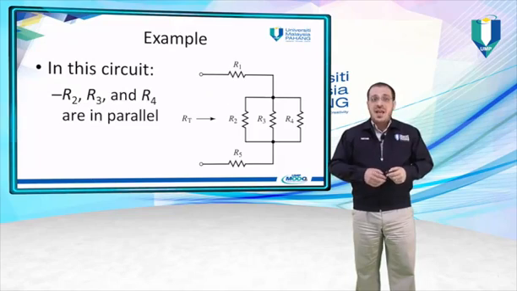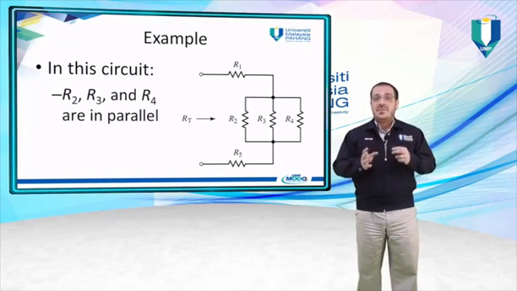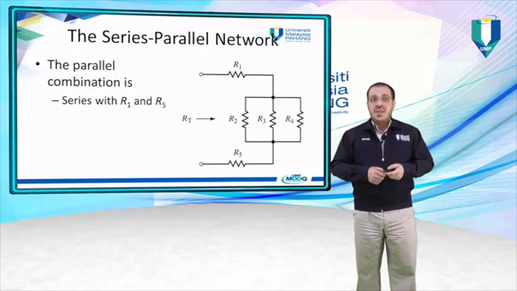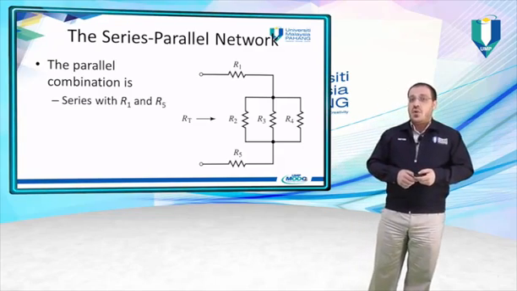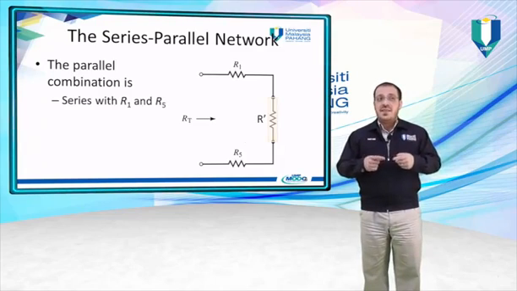Let's have an example of how to analyze a series parallel circuit. If we look at this circuit, we start by combining elements in parallel and in series. We start with R2, R3, and R4. In this circuit, R2, R3, and R4 are in parallel. The next step is to combine them into one resistor, as you can see here. We call it, for example, R prime. This new element, the parallel combination, is in series with R1 and R5.